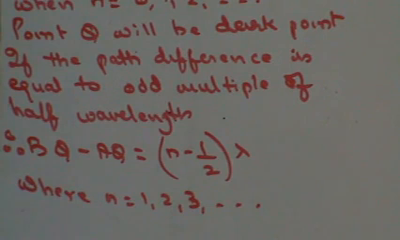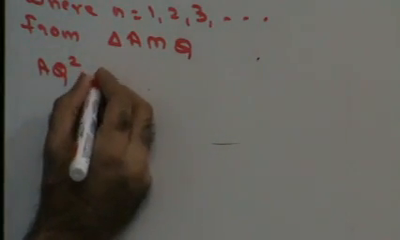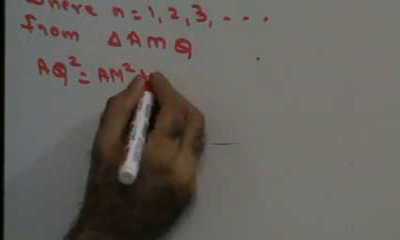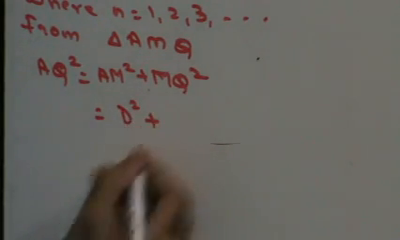Now, from the figure I can say, from triangle AMQ, that AQ square is equal to AM square plus MQ square. Fine, do we get this? Next, in that case, I can say that AQ square is, AM square can be written as D square, plus MQ square. Now MQ is going to be nothing but x minus, now guys, let's try to understand this.